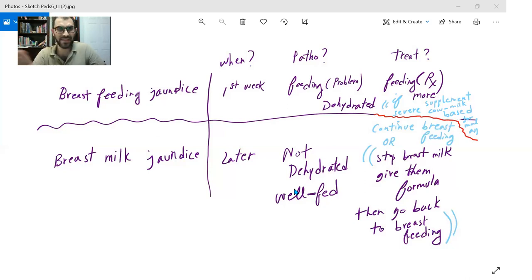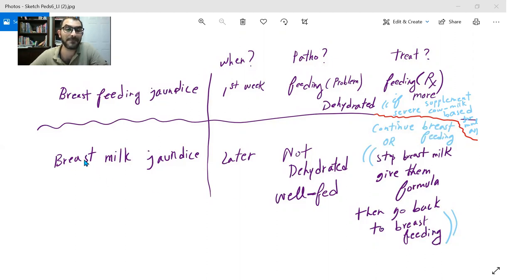So in mild cases, continue breastfeeding. If a little bit more severe, you can stop the breast milk for a couple of days to a maximum of a week. Stop breast milk, give them formula, and then go back to breastfeeding again, because a little bit later they will be able to handle it.